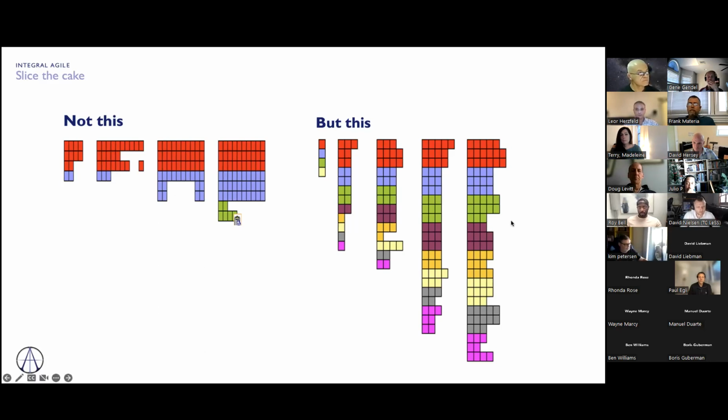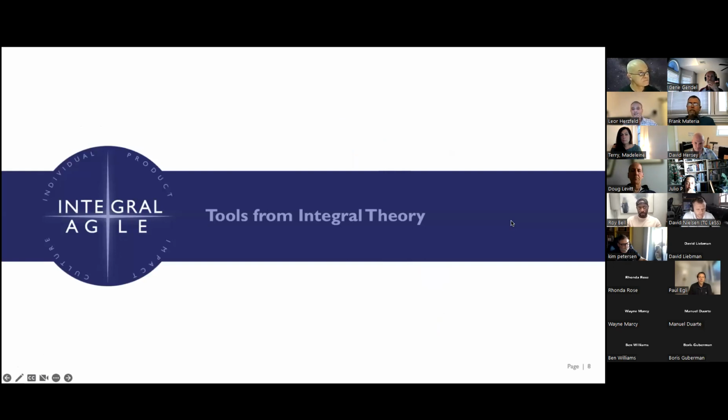Perfect. Let's move on. So that is the extent of the feature team versus component team. Let's make sure we all know what this is.